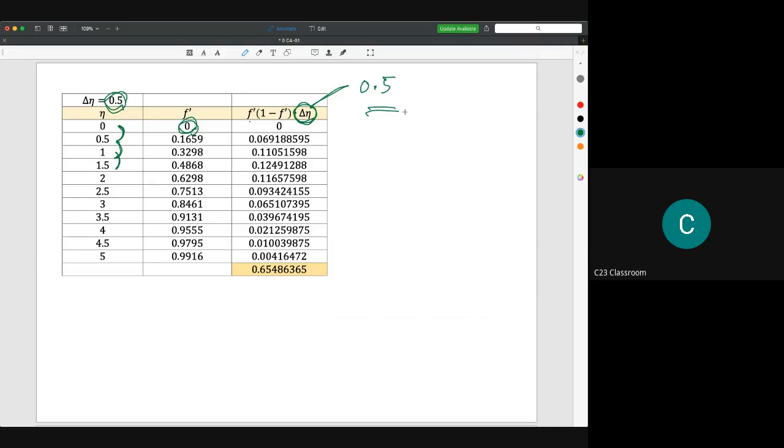Okay, and then you calculate all of these. And then you need to understand that the integration means the total summation. So it's equal to sigma, meaning you calculate all the points and then you add all of them. So you add all of this, you will get 0.6548.